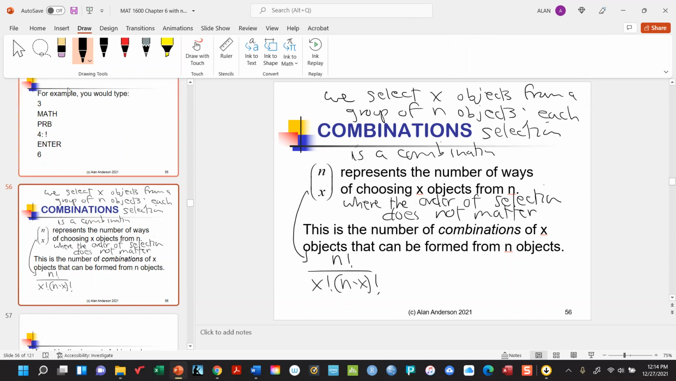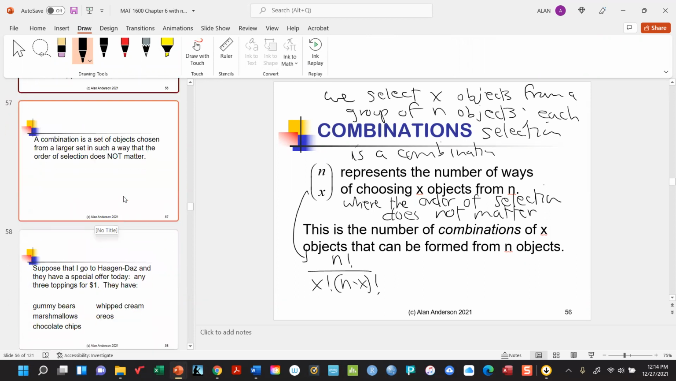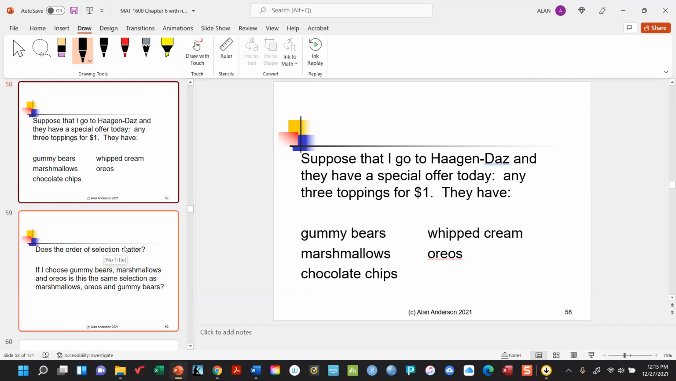Okay, so for this, we'll of course need some examples. The key detail is that the order of selection is irrelevant. All right, so here's a very fun example, which will hopefully make this a little more concrete. What if you go to the mall and they have a Häagen-Dazs there? And they announce that today only, if you buy ice cream, we'll give you any three toppings for $1. And they tell you that they have five toppings to choose from. So you go to the Häagen-Dazs and you buy some ice cream, and they say you can pick any three of these five toppings and we'll only charge you $1. The question is, how many choices do you have?